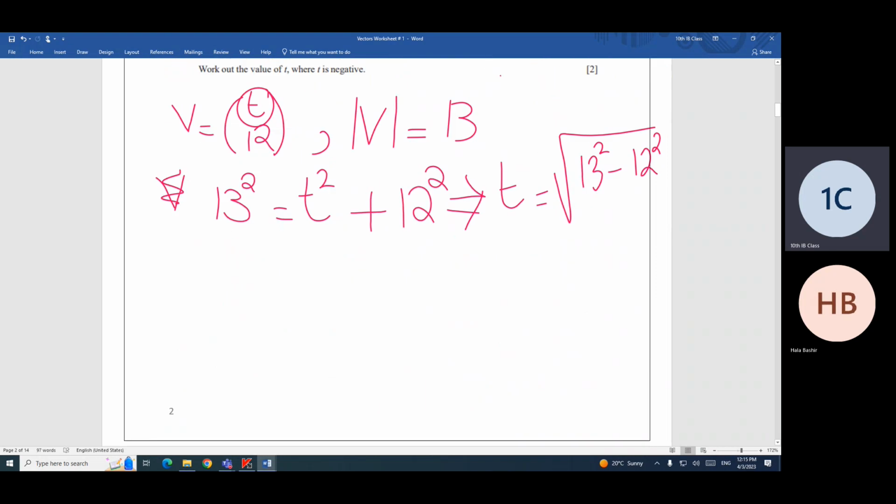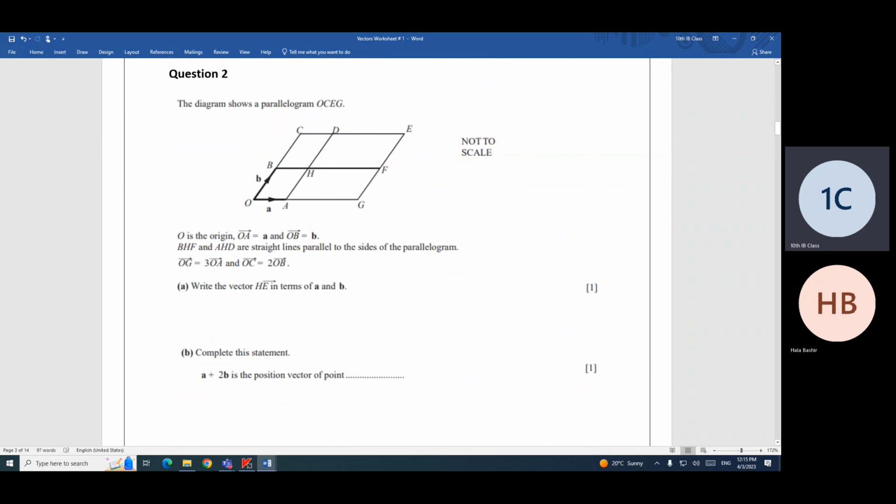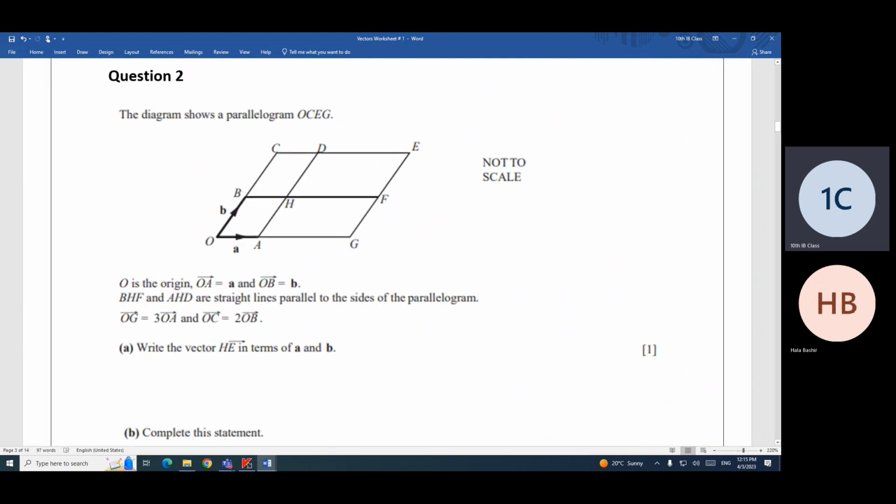Let's move to the next. Most of the questions come in this form, like a diagram. I want the drawing to be perfect. Let's read the question together. The diagram shows a parallelogram OCGE. O is the origin, because it is on a coordinate plane. The origin is (0, 0), right?